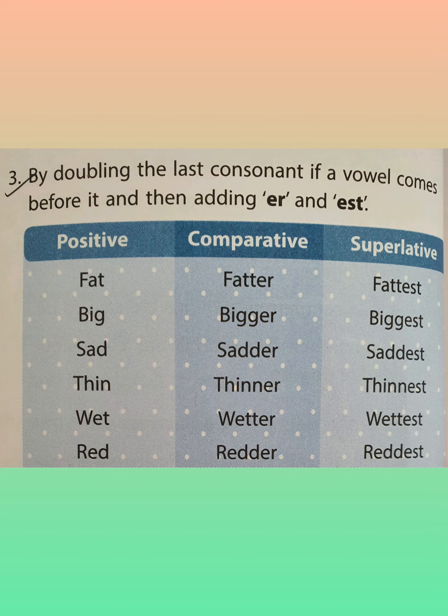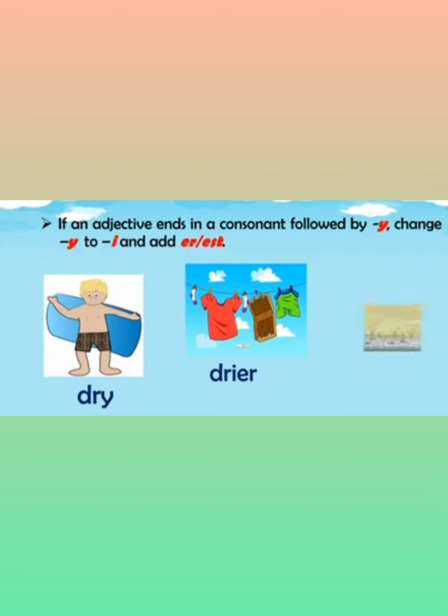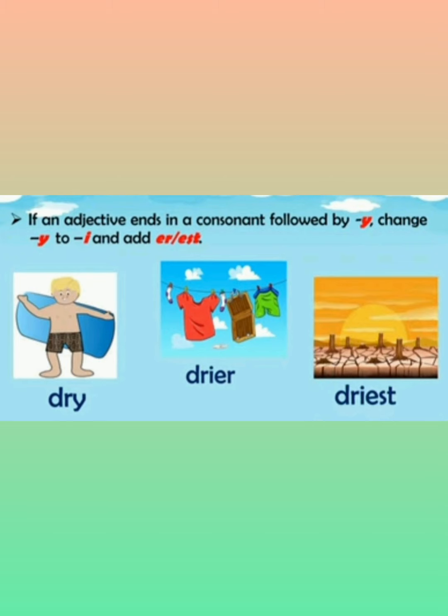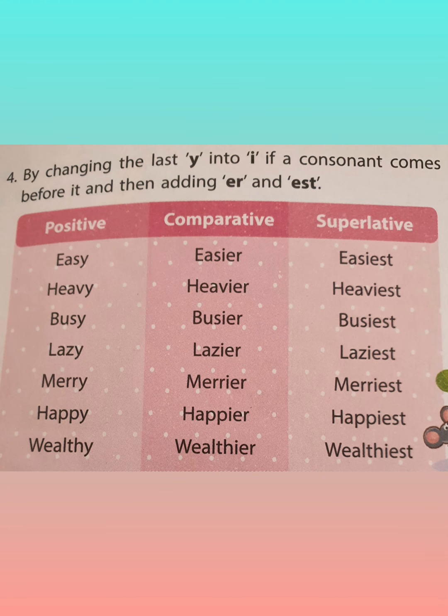Now, rule number 4. If an adjective ends in a consonant followed by y, change y to i and add er or est. For example, dry, drier, driest. Easy, easier, easiest. Heavy, heavier, heaviest, and so on.